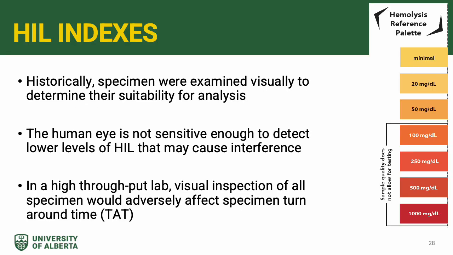Historically, specimens were examined visually by laboratory staff to determine their suitability for analysis. The image on this slide is a hemolysis reference guide from the CDC website. The human eye is not sensitive enough to detect lower levels of hemolysis, icterus, and lipemia that may cause interference. In a high-throughput lab, visual inspection of all specimens would adversely affect specimen turnaround time.